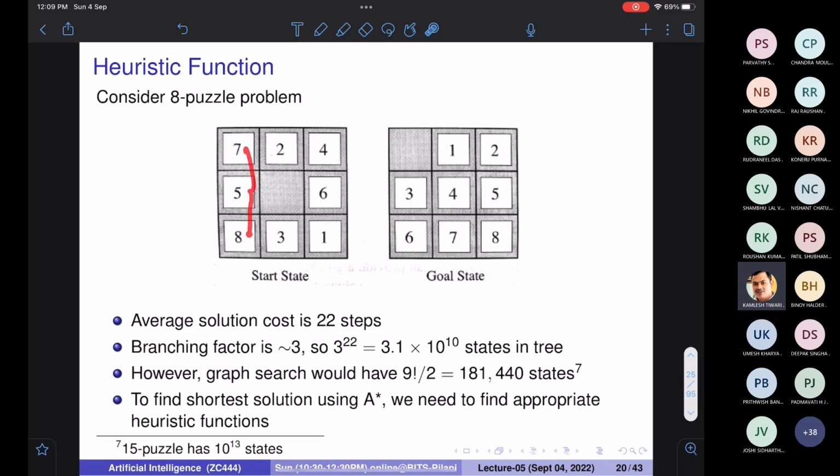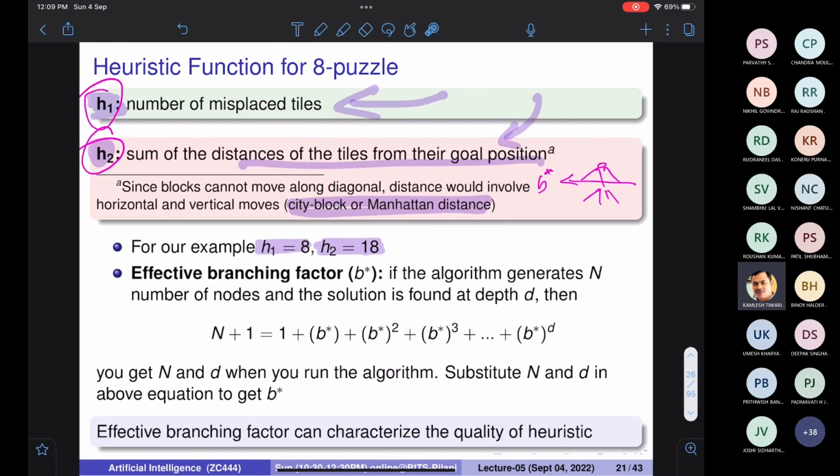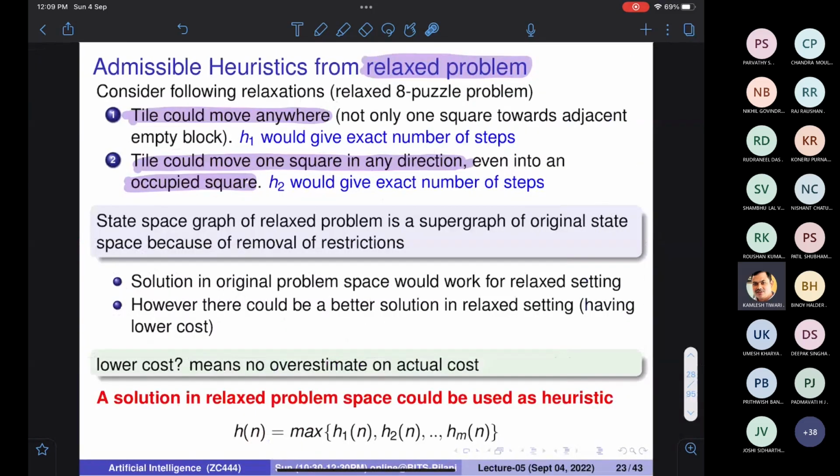So you come here, then here, then here. Seven would be here. Similarly, three can come here and here. So it would be easy. With this relaxation, it is another kind of heuristic, H2. Now H2 is this kind of relaxation. So do you understand both of these relaxations?